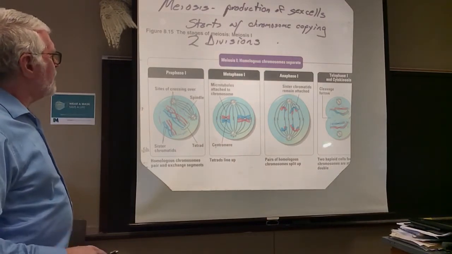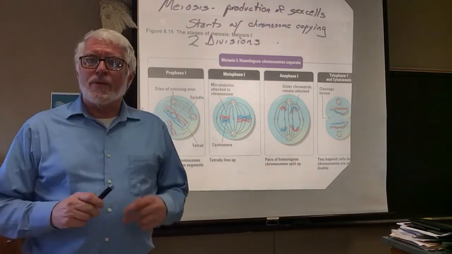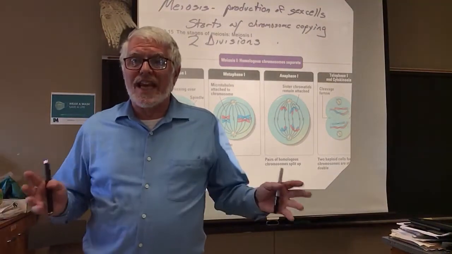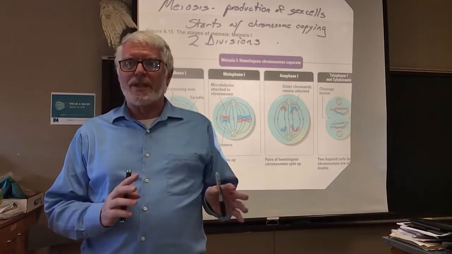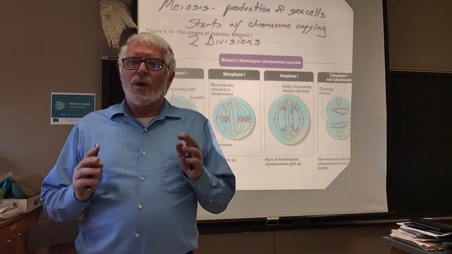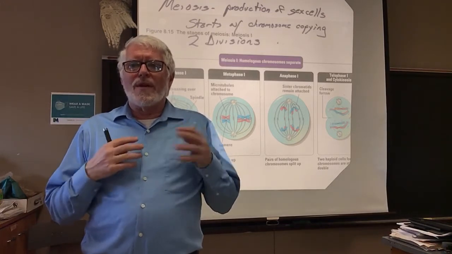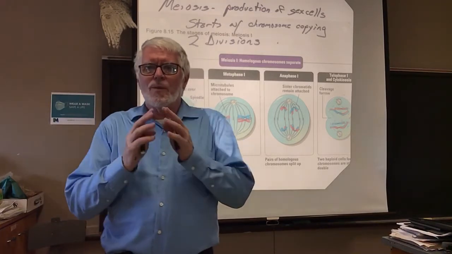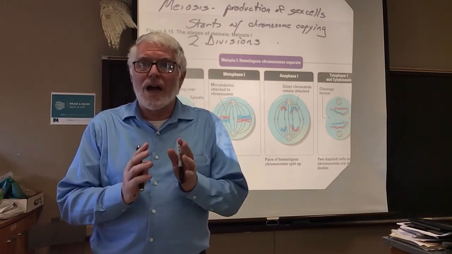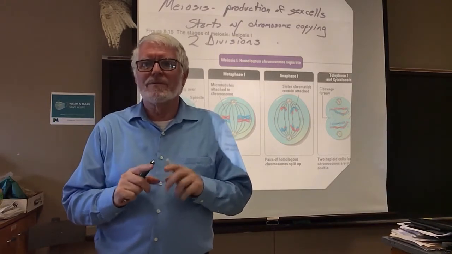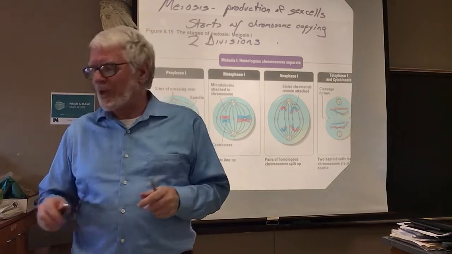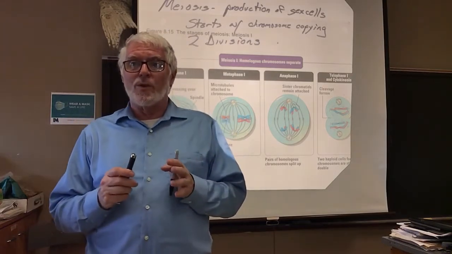What you're going to do that's different is your first division is going to get the sets away from one another, but they're going to leave the copies alone. So we've got 46 chromosomes. They're all copied, but they're still attached to one another. So in theory, we still have 46 chromosomes, but we have 2 sets of 23.